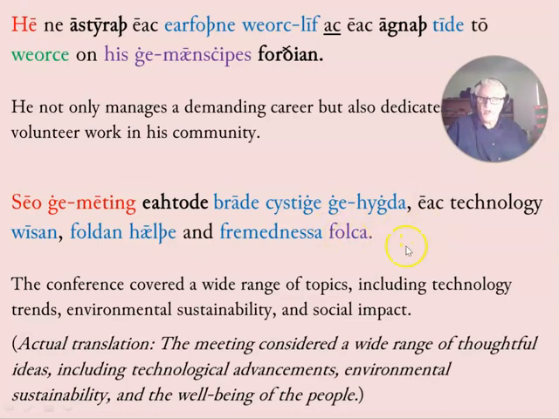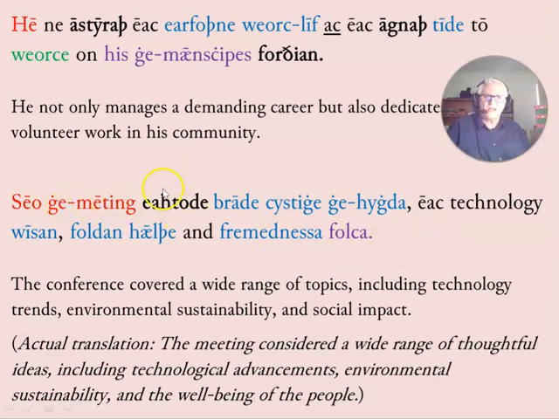People. Perhaps a more literal translation is the meeting considered a wide range of thoughtful ideas, including technological advancements, hence reason is trends and so on, environmental sustainability, Bolden Haltha, the earth health, and the well-being of the people, Faramidnesa Volka. All right, and that's how you put those together.